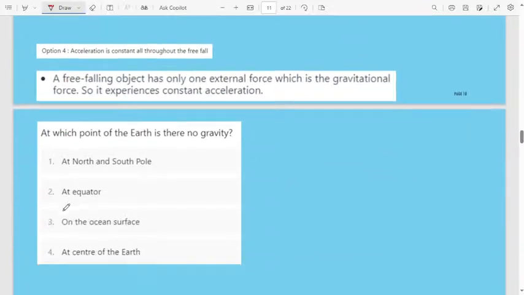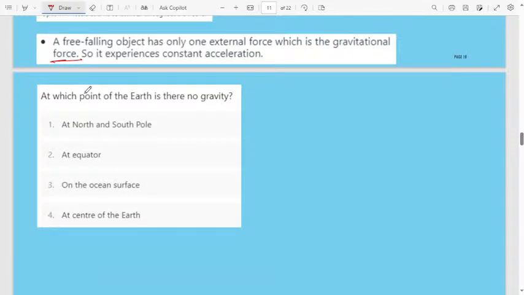A freely falling object has only one external force, that is the gravitational force. Freely falling body means you are not applying any force on that particular object. Because of the earth's gravitational force, that object is falling down. Therefore, acceleration due to gravity, acceleration, is constant all throughout the free fall. That is the correct one.